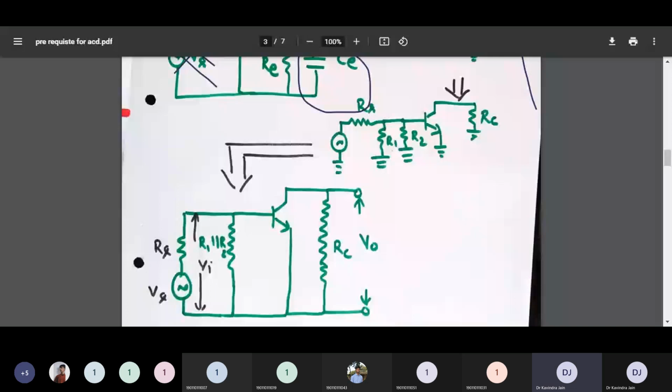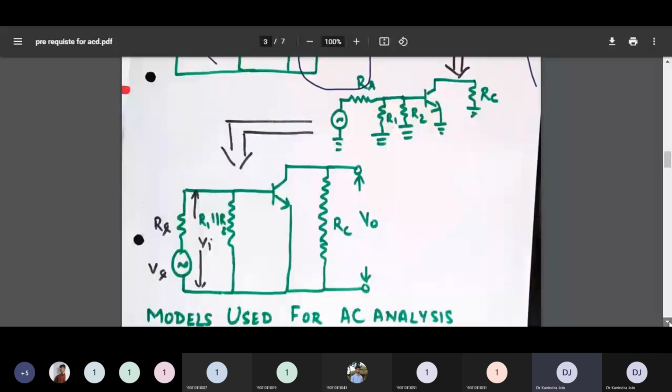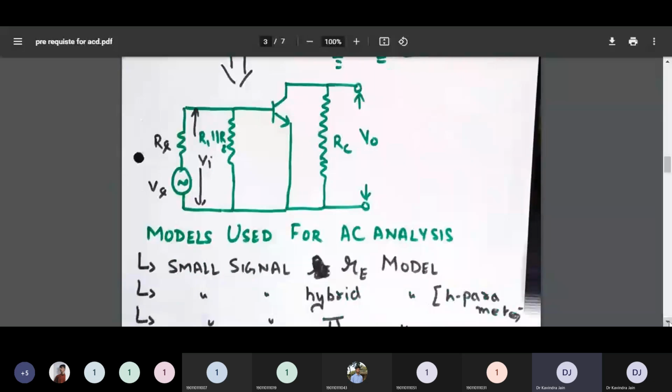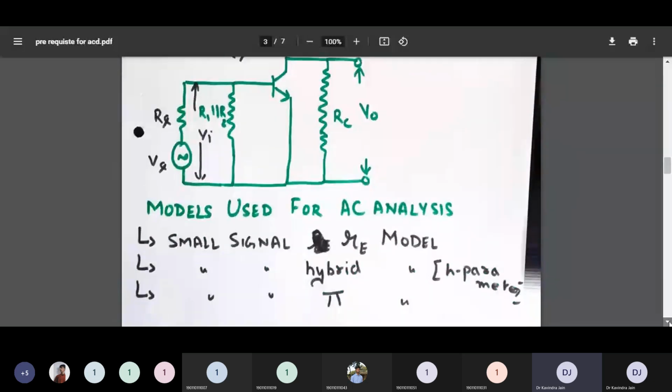So accordingly, we had moved further. In this further clarification, we used various models for AC analysis. The first model was a small signal re model. Second was hybrid, which is known as H parameter model. And third was hybrid pi model.